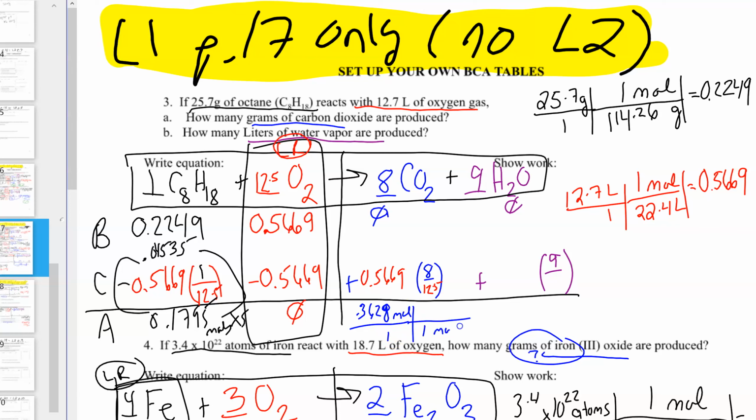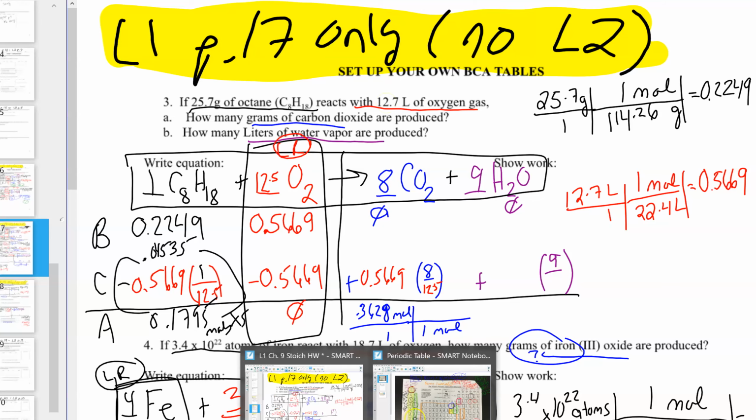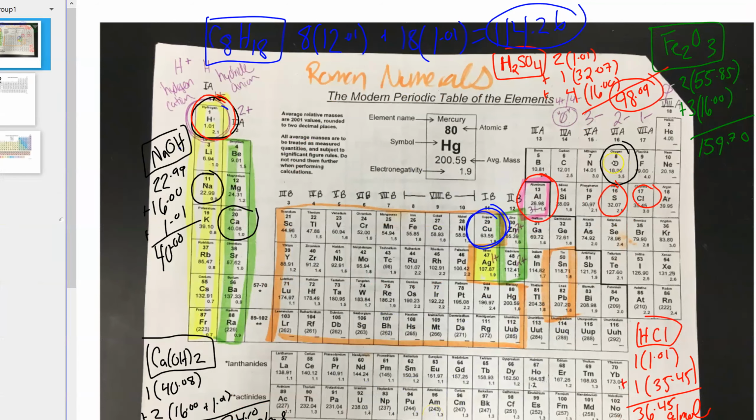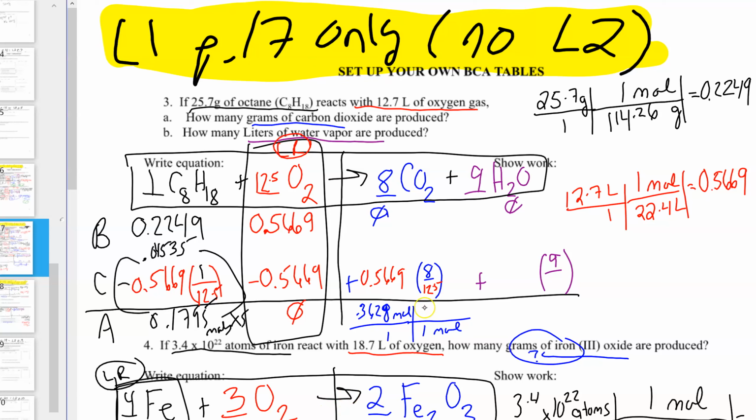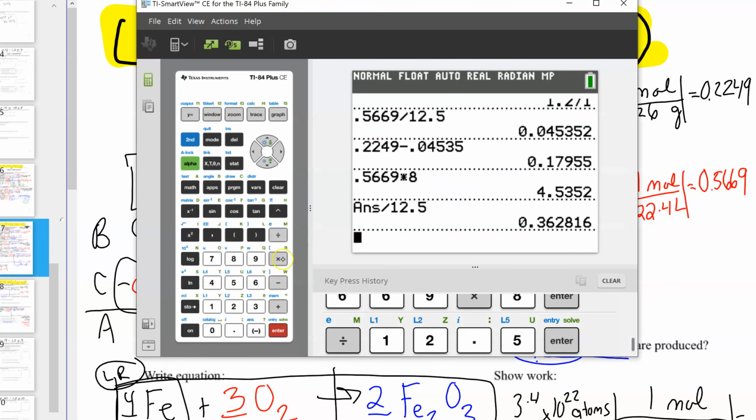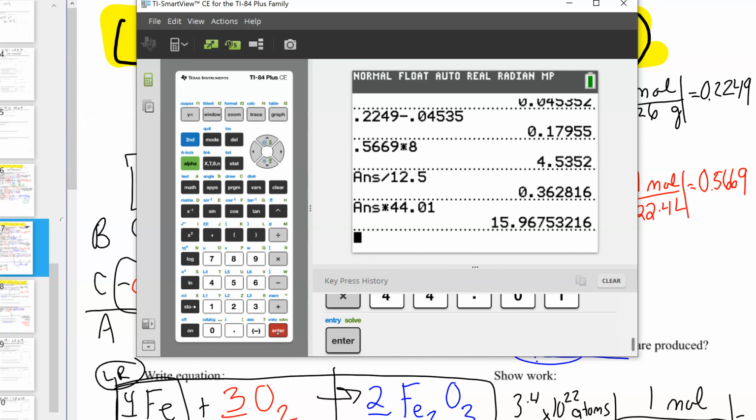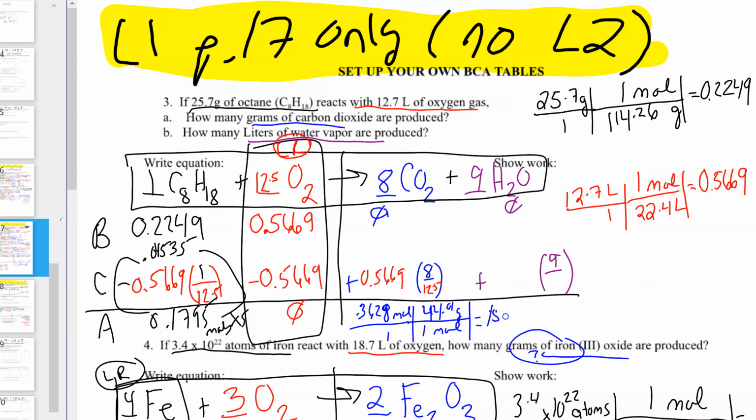So we want to get rid of moles, and for carbon dioxide, they want grams. So carbon dioxide, CO2, 16 plus 16 is 32, plus carbon, 44.01 grams per mole. So how many grams of CO2 will we have? Times 44.01. We're going to get 15.967 grams of CO2.